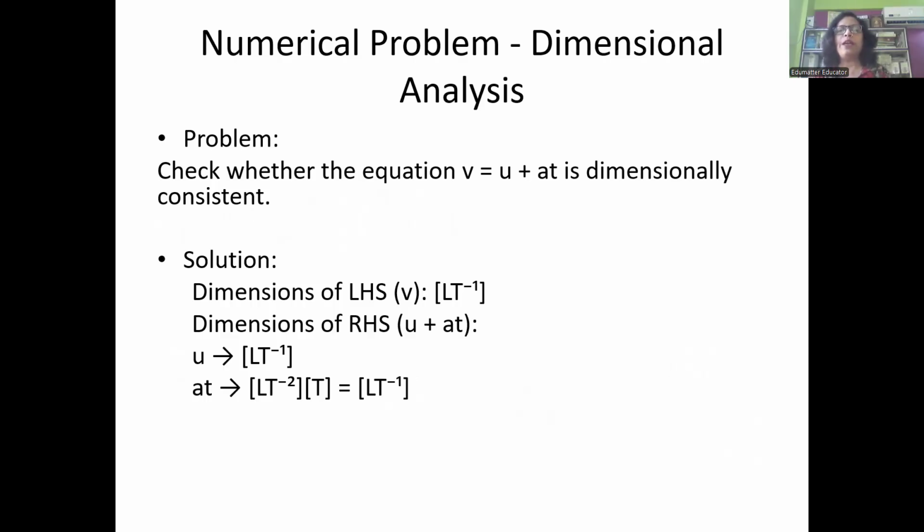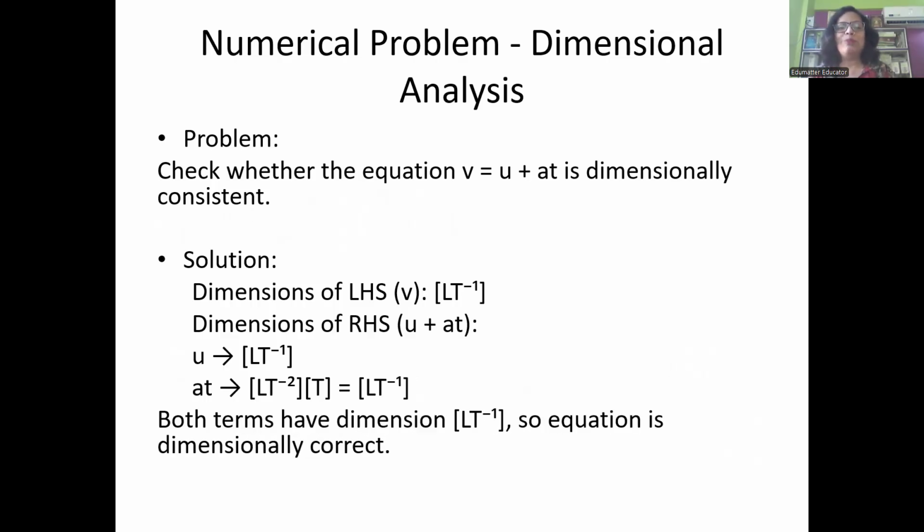So if you multiply acceleration times time, it will be LT inverse, same as the left hand side. So both the terms, both right hand side and left hand side, have the dimension LT inverse. So the equation is dimensionally correct.